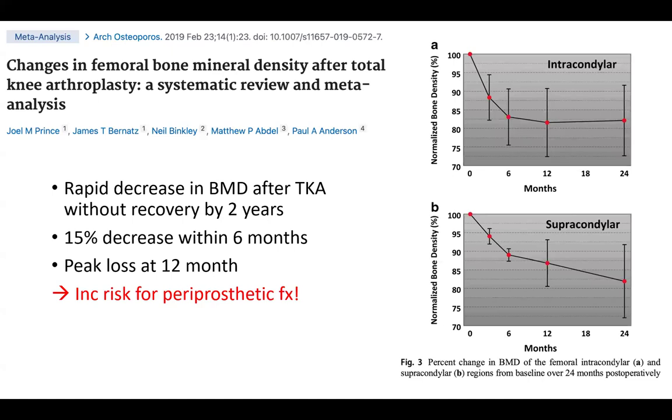So, looking into some of our elective data, this meta-analysis found that there was a rapid and significant decrease in bone mineral density after a total knee arthroplasty that did not recover even after 2 years. There was about a 15% decrease, and that occurred within the first 6 months after a total knee arthroplasty. And the peak was by 12 months, and that really was sustained for about 2 years. This basically increases your risk for periprosthetic fracture, and there's similar literature for around the hip.